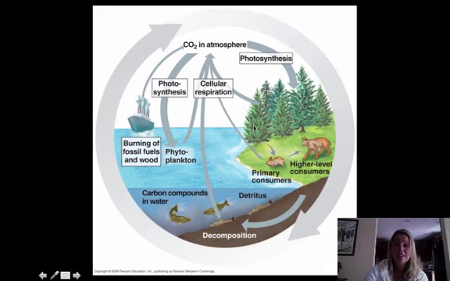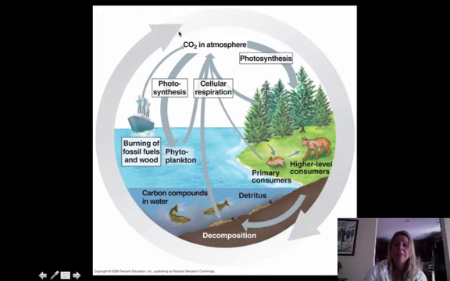So in the carbon cycle, you've got carbon that's going to be taken up from the atmosphere in the form of carbon dioxide by photosynthesis. And then it's going to go into the atmosphere in a couple of ways. One is going to be cell respiration. So every time we're breathing out because we're doing cell respiration, that's going to get carbon into the atmosphere, but also burning fossil fuels and wood, right?